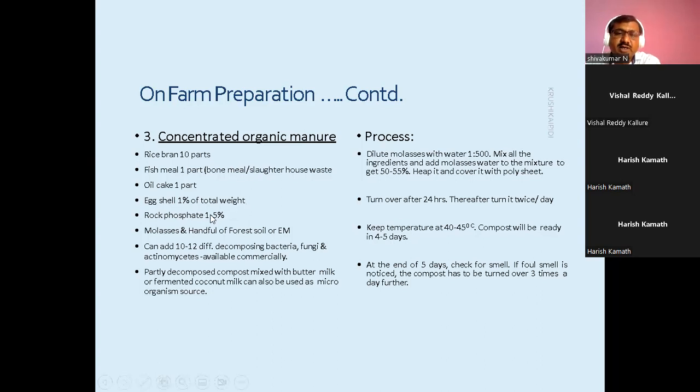This is also available in the market. All of that is available at some 12 to 15 rupees per kg. Molasses also. If molasses is not available, you can use sugarcane juice and forest oil. These are the ingredients required. Then you can add some compost culture that is available in the market, some starter culture. Compost with buttermilk or coconut milk can be used for preparation.